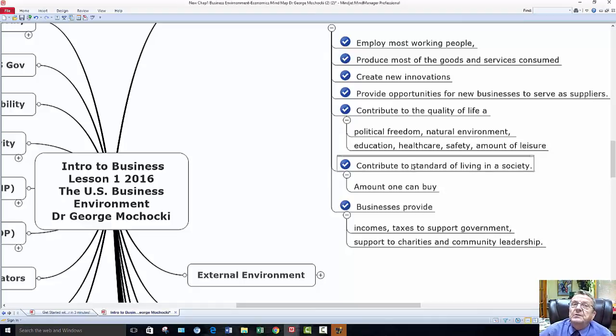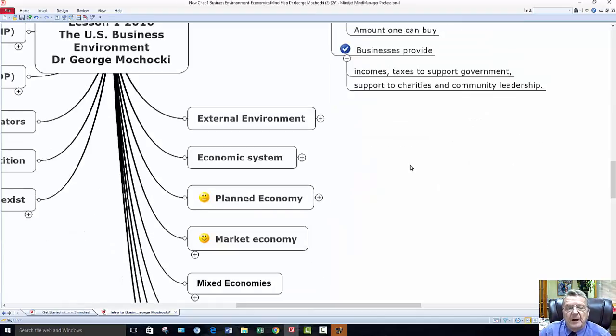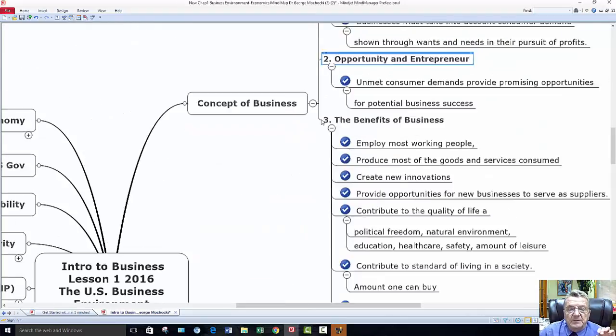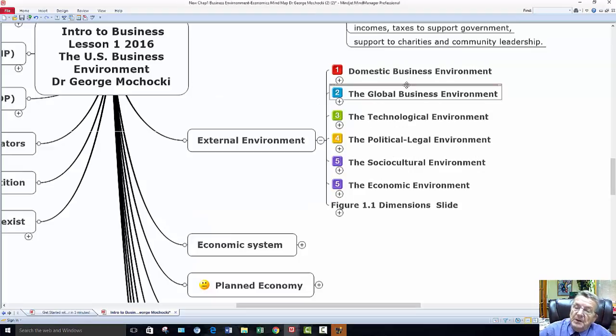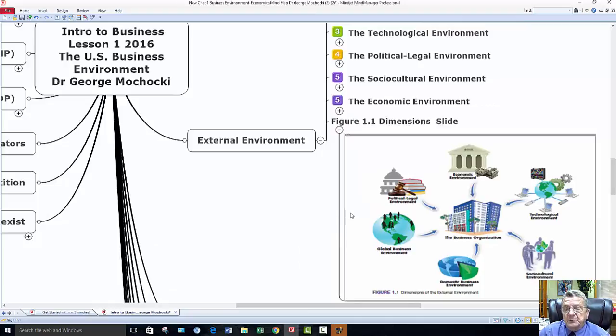You see yoga places coming up, you see meditation things, and those are needs for businesses, and they're very specific. What you find out with business is very specific to the location. Okay, now external environment. I'm going along with this program. If I'm looking at the external environment, we have domestic environment, global environment, technological environment, political and legal environment, social culture, and economic environment. I have the slide here that was presented.